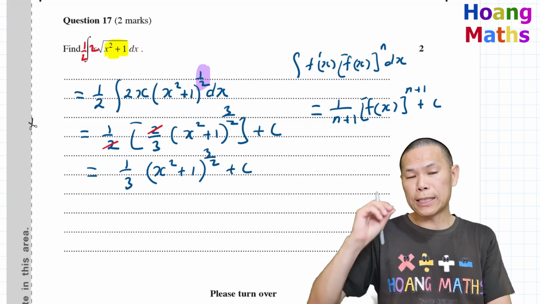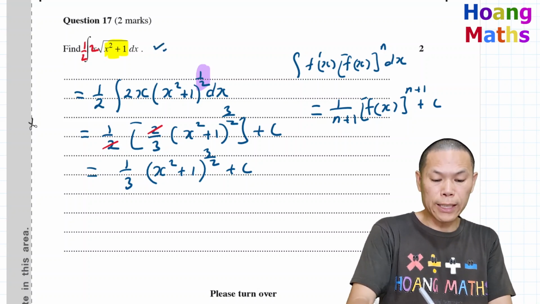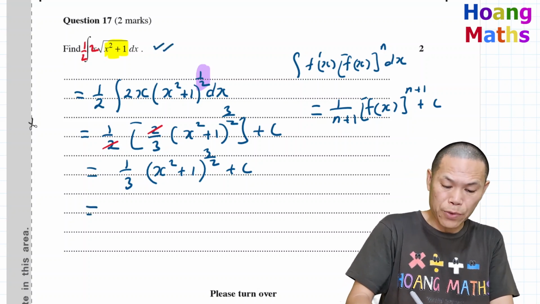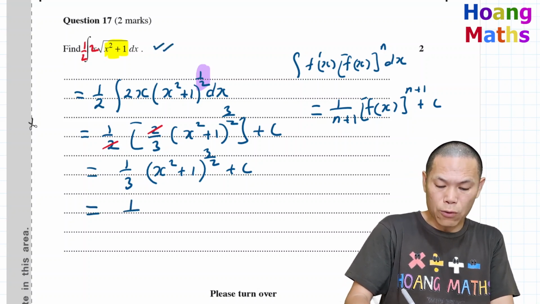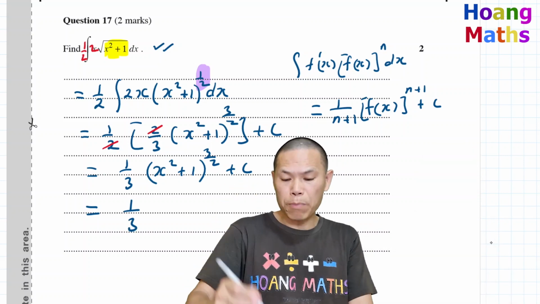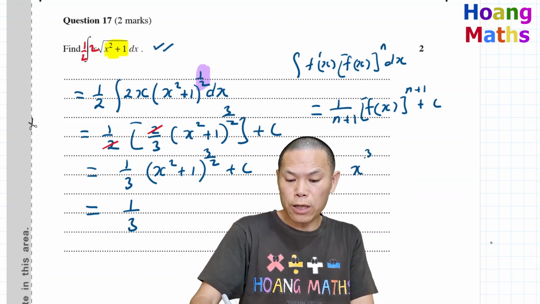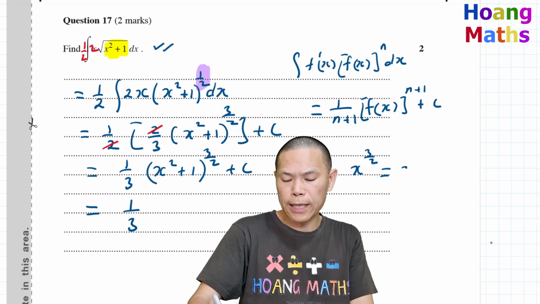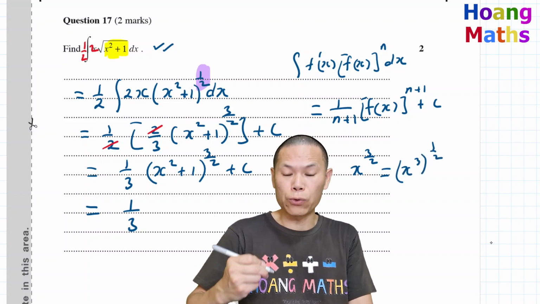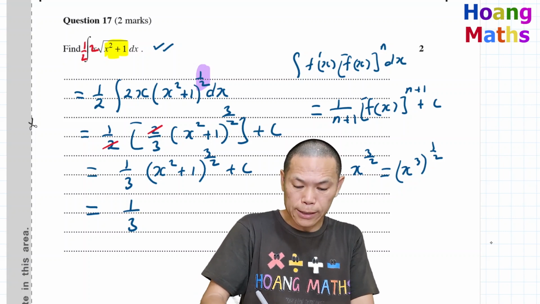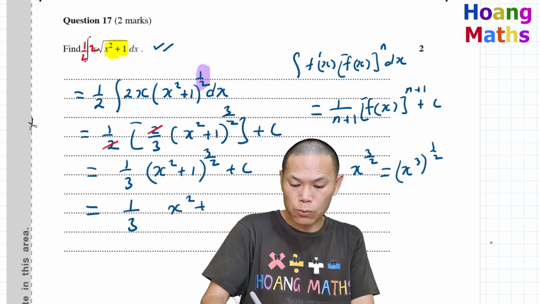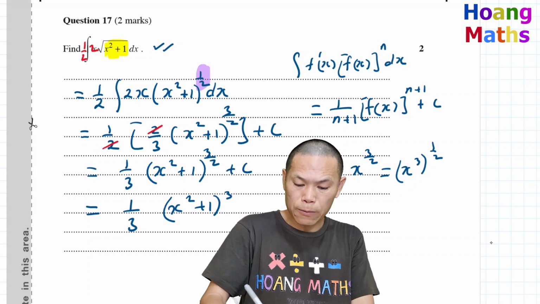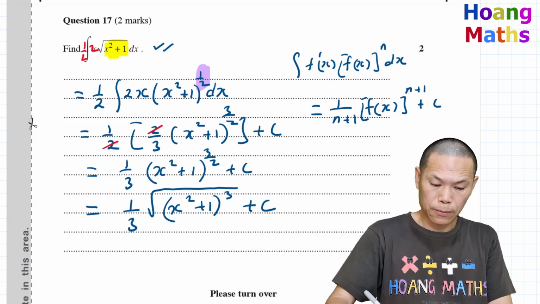But then we can write it in surd form since the question is given in surd form. So I just write this down. That gives me 1 over 3. So if you think about it, power 3 over 2 is the same as power 3 then power half. Power half is square root. So therefore this is the same as this: 1 over 3, square root of x squared plus 1, all cubed, and we add a constant c.